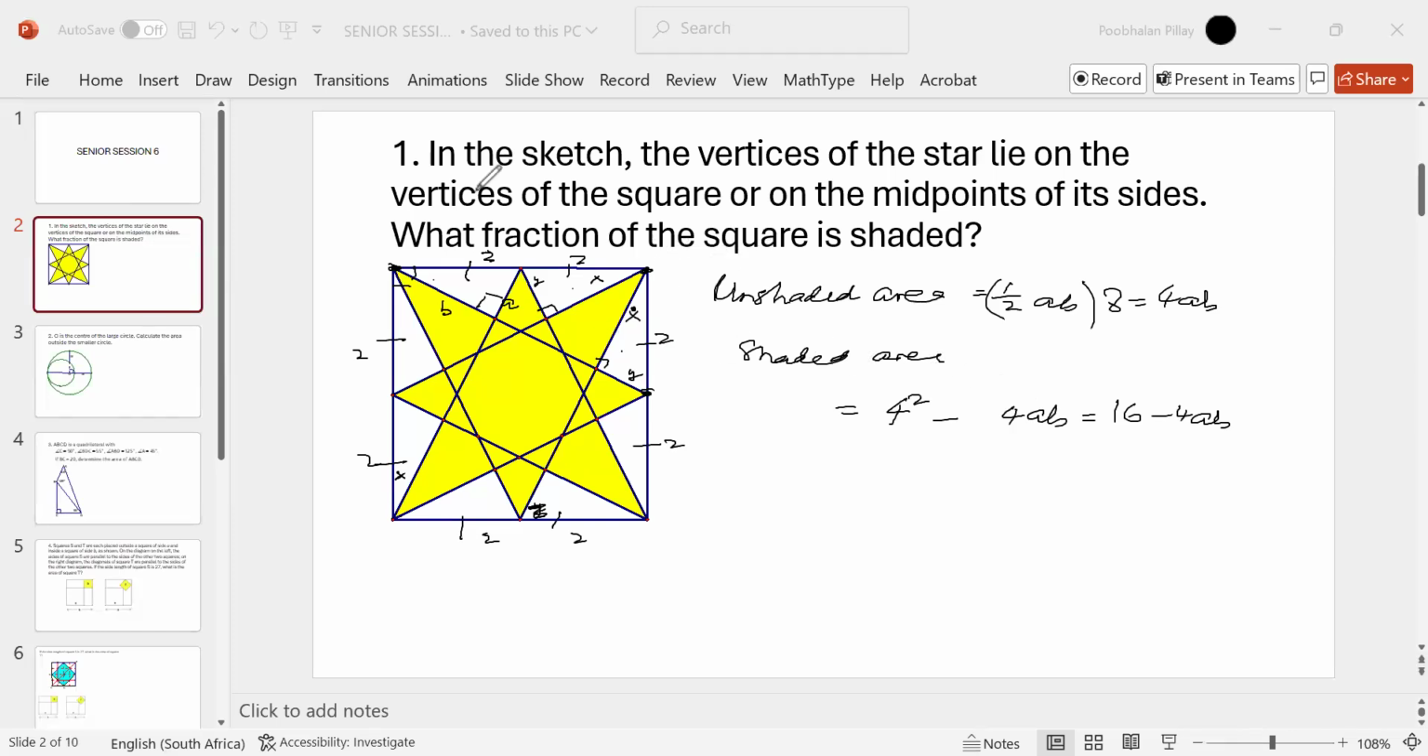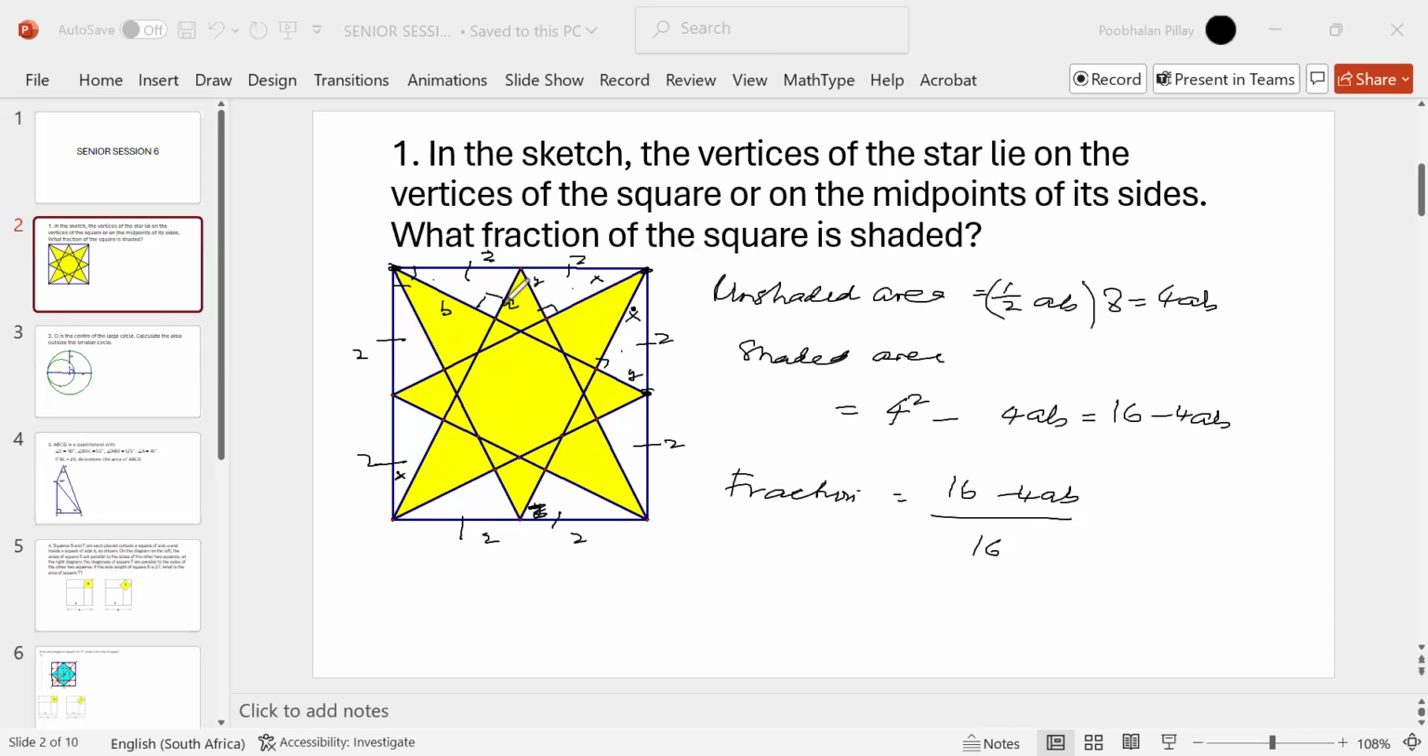And the ratio, this is what fraction of the square is shaded. So you're looking at, the fraction is 16 minus 4AB over 16. Okay, the shaded area over the whole square.